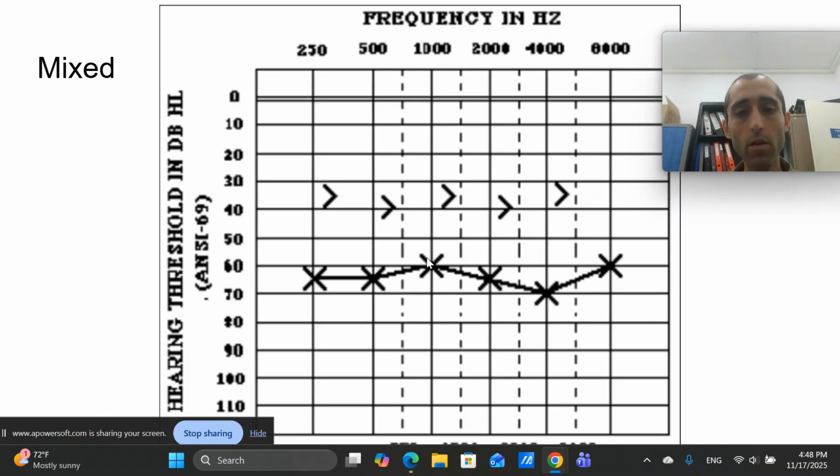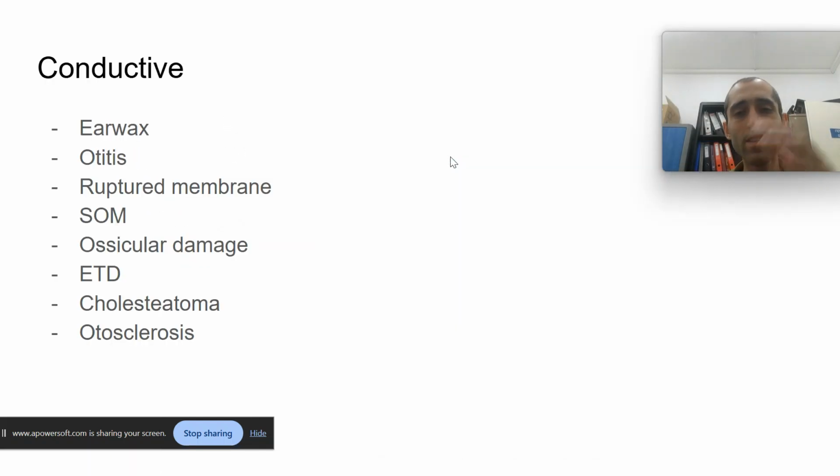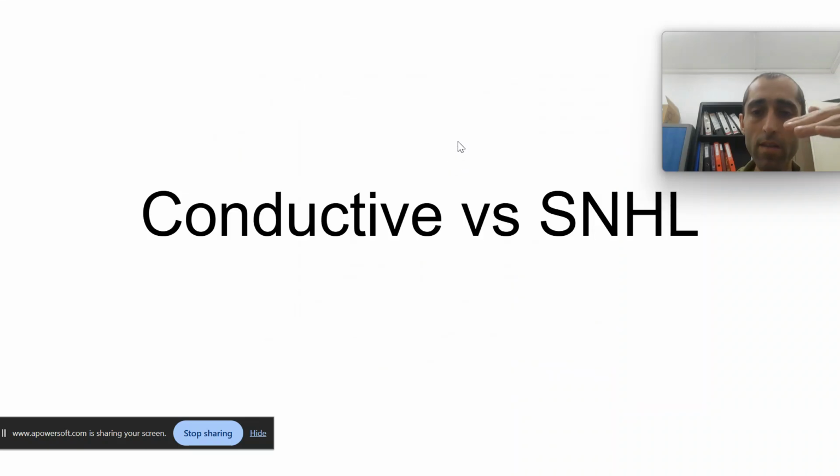And in mixed hearing loss, you can see that there is bone and air with an air-bone gap, and both are reduced. So this is a mixed hearing loss. Also, the bone is reduced and the air is reduced even beyond the bone. So this is a mixed hearing loss. And this is it about the main types of hearing loss and the basics about it.